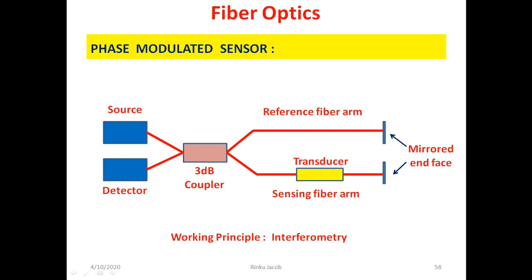So the intensity varies in accordance with the phase difference between the two rays from the two arms, which is related to the measurement. In other words, the variation in the measurement is modulated into the phase difference produced between the rays from the reference and the sensing fiber arm. This is then sent to the detector, which detects the variation in intensity of the phase modulated light. This is how the phase modulated sensor works.